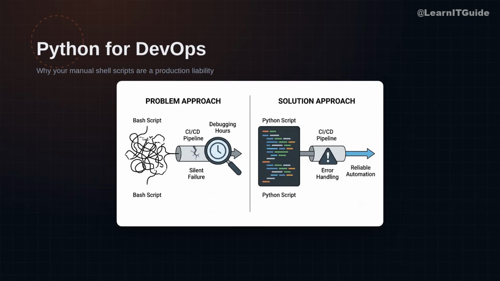Hey everyone, welcome back. In this video, I'm going to walk you through why Python is the gold standard for modern DevOps automation. Most engineers get this wrong by relying on brittle shell scripts for complex tasks. But here's the reality. One misconfigured bash script in a CI/CD pipeline can lead to silent failures that take hours to debug. Python gives you the structure, error handling, and library support to stop that from happening.